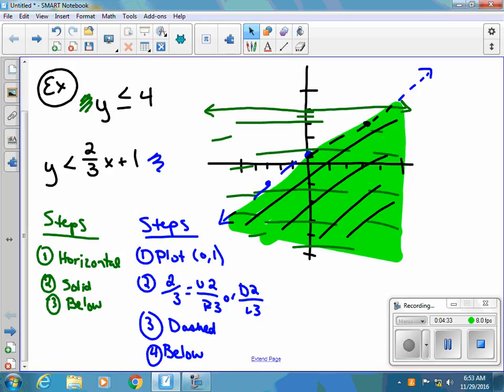Remember that with a system, in order for it to be a solution to the system, it has to meet all of your inequalities or all of your equations. So it must be less than 4 or equal to 4, and it must meet this criteria here. So that's how we do our systems of inequalities.